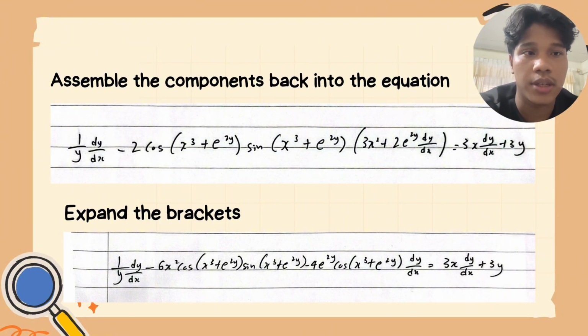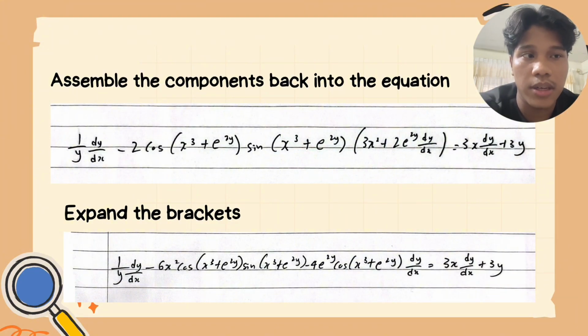After we assemble, we get 1 over y dy over ds minus 2 cos(s cubed plus e to the power of y) sin(s cubed plus e to the power of y) times (3s squared plus e to the power of y dy over ds) equals 3s dy over ds plus 3y. After we assemble, we need to expand the bracket.